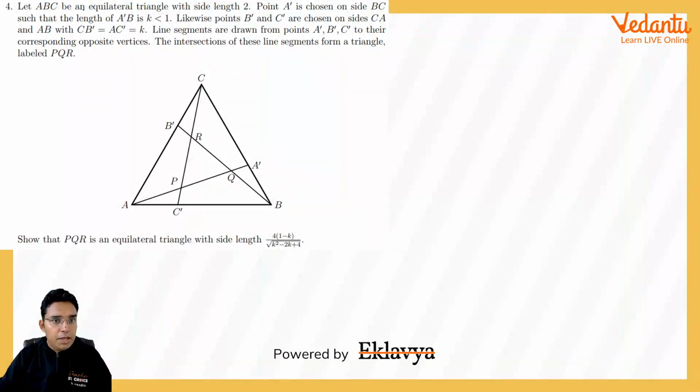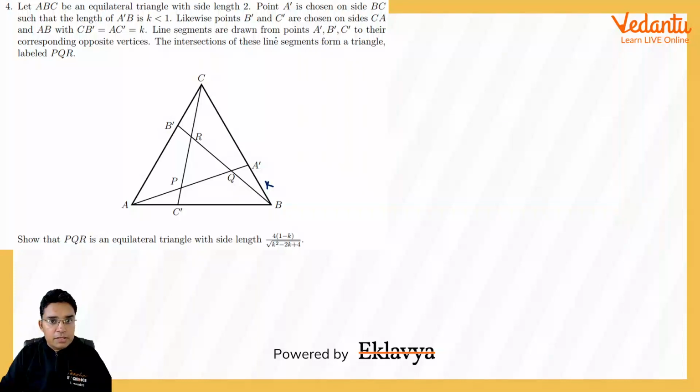ABC is an equilateral triangle with side length 2. So AB is 2. A dash is chosen on the side BC such that length A dash B is K. So this is K and this is less than 1. That is why this A dash is lying on the lower half part of this BC.